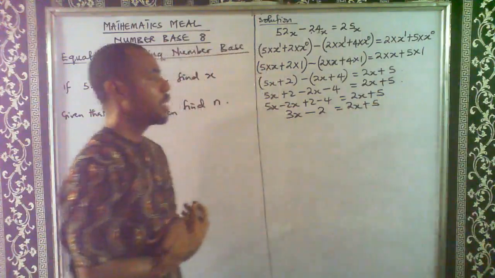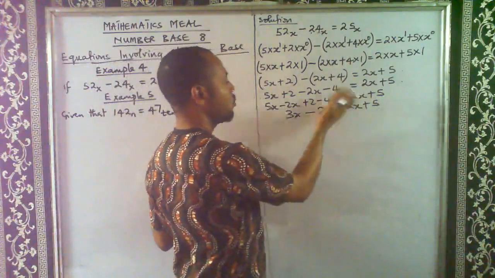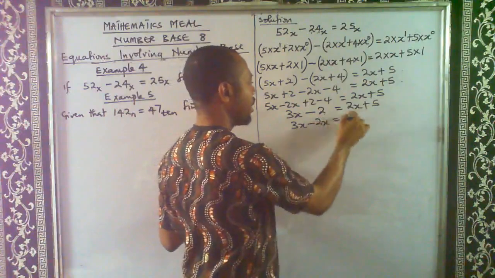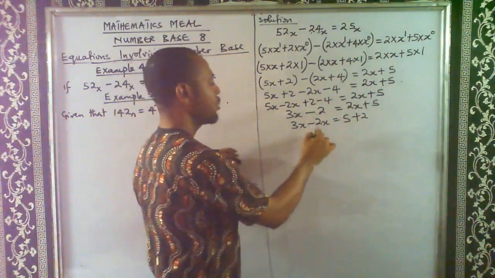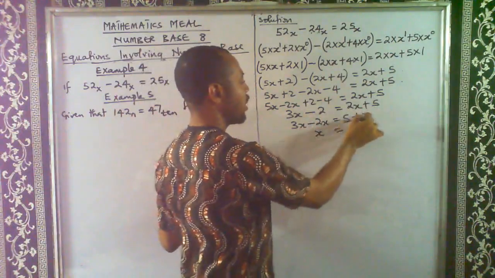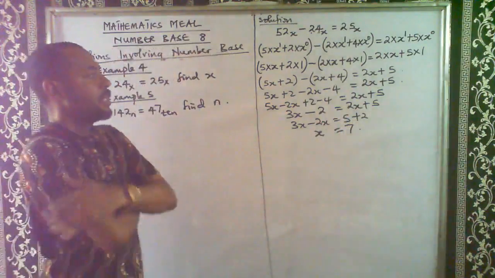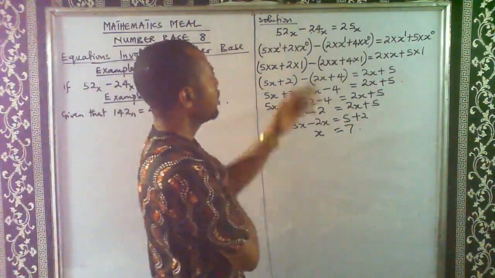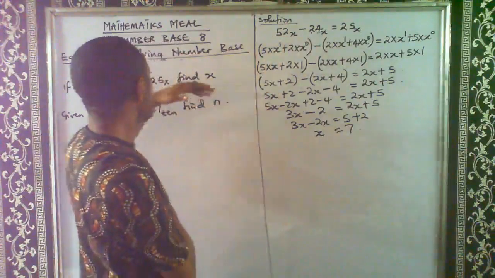Then we gather like terms. Minus 2 will move here, 2x will come here. So we have 3x minus 2x. I have 5 here. This will give me plus 2. 3x minus 2x is x, and 5 plus 2 is 7. Wow, that's beautiful. So the answer to this is that x is equal to 7.